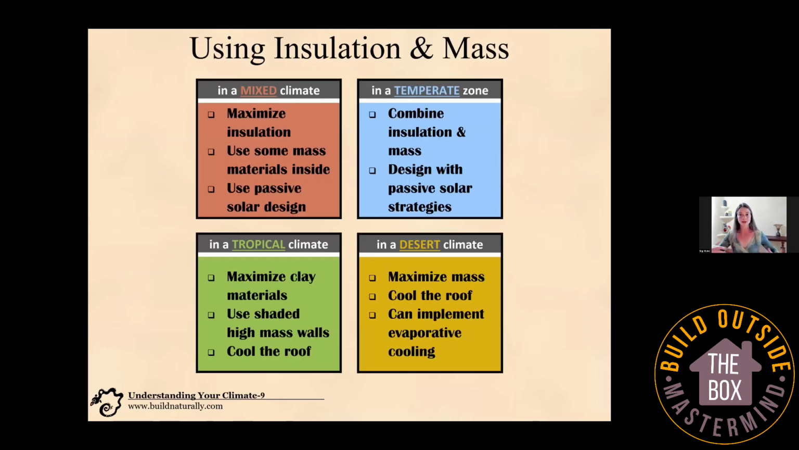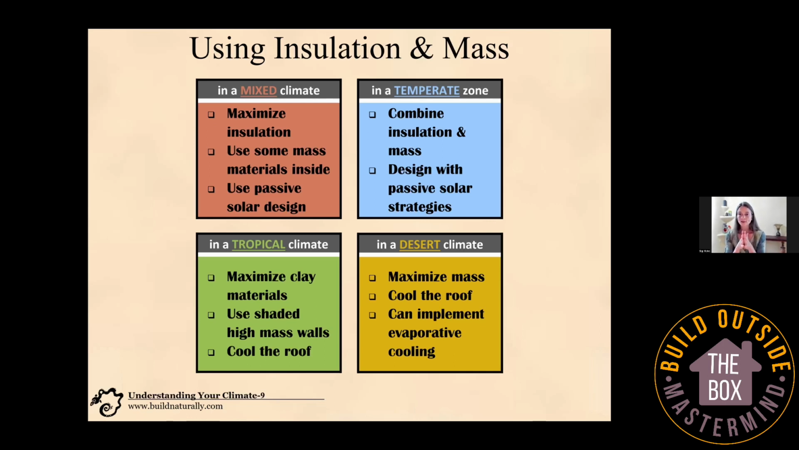So we're understanding our region. So what is the weather? And we're understanding the specifics of our site, which is your microclimate. Then we're going to refer back to mass and insulation.